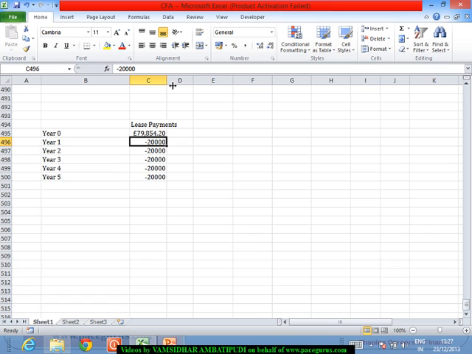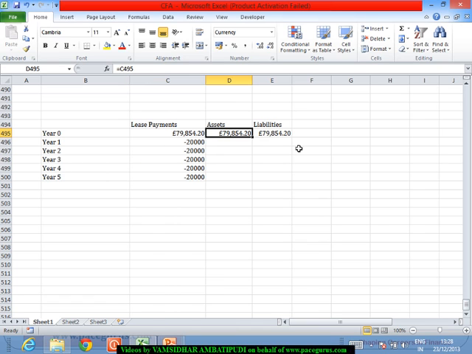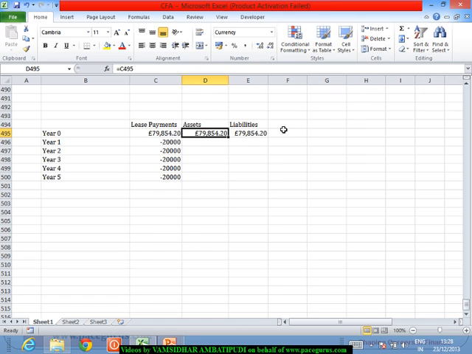79,854, and because of this, my assets in year 0, now I'll put assets as well as liabilities. Right now I will increase my assets by 79,854, and also I will increase my liabilities by 79,854. This is under the assumption of a financing lease. And now that my assets have increased by this much extent, it is as if I have purchased this asset at 79,854.2.